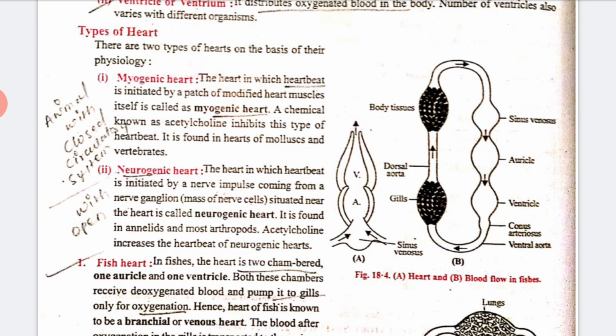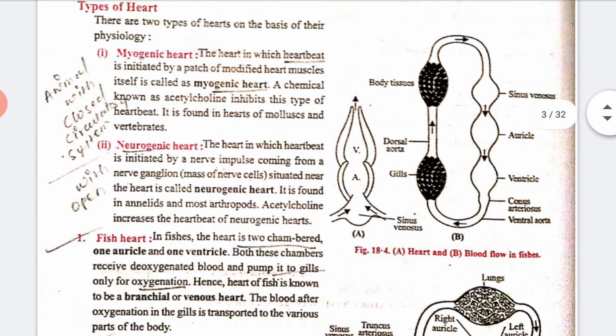Hearts are of two types on the basis of their physiology: first the myogenic heart, and second the neurogenic heart. Which type of heart is known as myogenic? The heart in which the heartbeat is initiated by a patch of modified heart muscles itself is called a myogenic heart, found in animals with a closed circulatory system, such as molluscs and vertebrates.